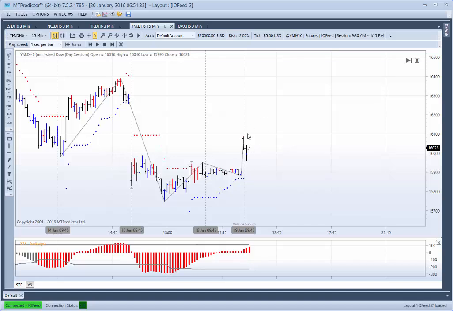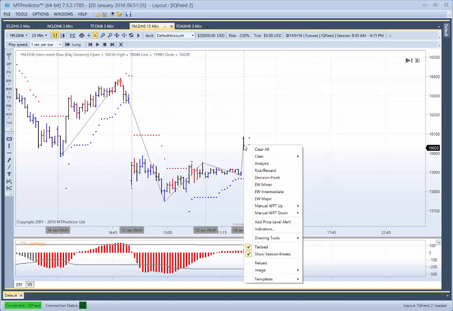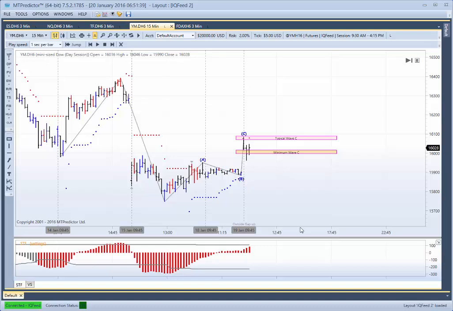However, we wanted to look at this pattern. So for this, we right mouse click over the pivot high, we do Elliott wave intermediate, and we let MTPredictor analyze the pattern, and if there's an Elliott wave pattern, it will then put it on the chart. If there isn't, it won't.